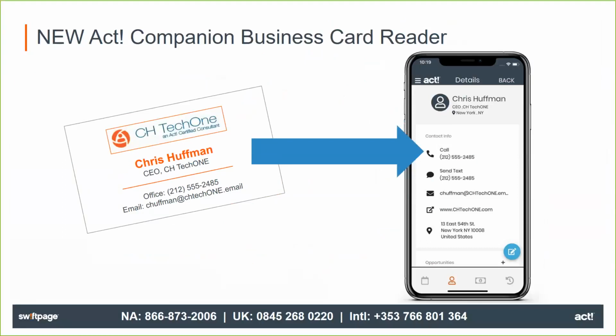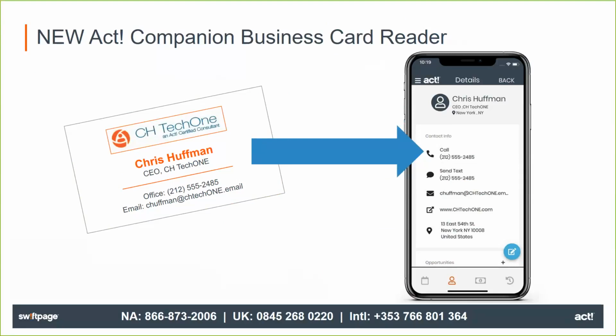So if you meet somebody new and you want to add that contact into your database, if they've given you a business card, all you need to do is get your phone out, open up the app, and you'll be able to scan that business card and put those details directly into ACT straight away for you. And as I say, that will go straight into your live ACT database.